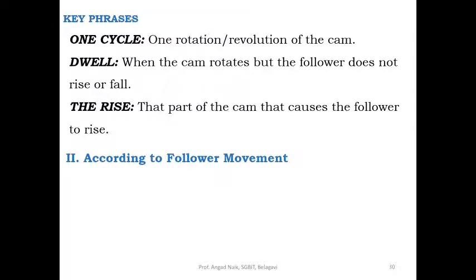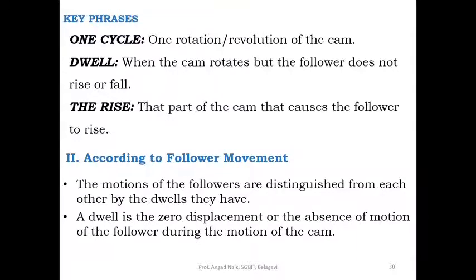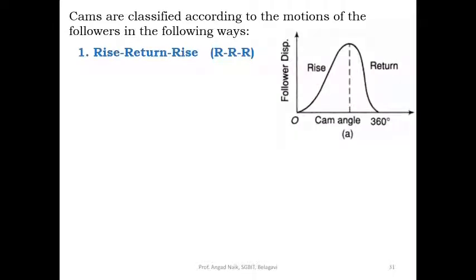According to the follower movement, the motions of the followers are distinguished from each other by the dwells they have. A dwell is the zero displacement or absence of motion of the follower during the motion of the cam. So we'll classify them based on this. The first one is rise, return, rise, denoted as RRR. The figure looks like this.